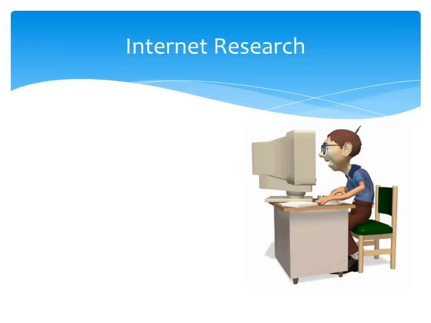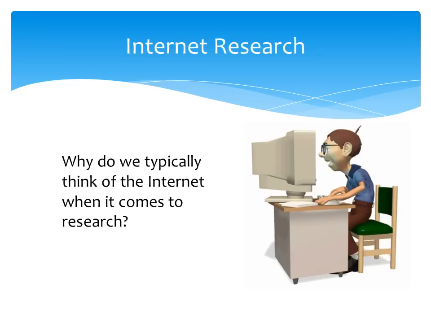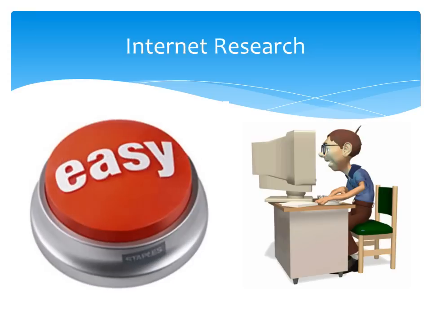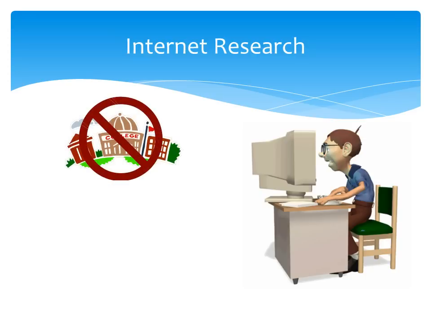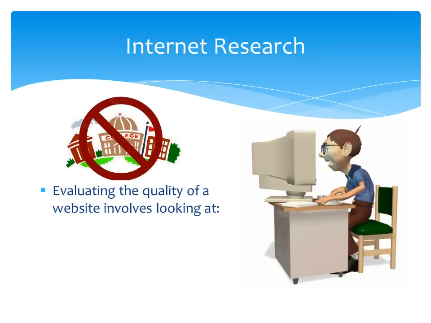Let's talk a little bit about internet research. Why do we typically think of the internet when it comes to research? Probably because it's very easy. While it may be easy to do, internet research is not always college level. Evaluating the quality of a website involves looking at 4 different elements: credibility, objectivity, currency, and relevance.